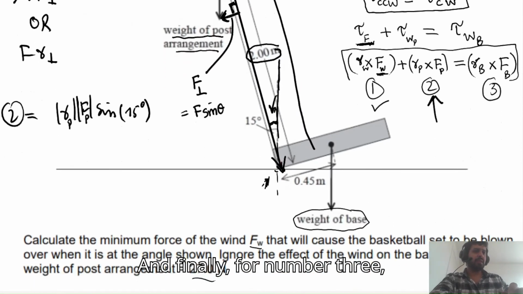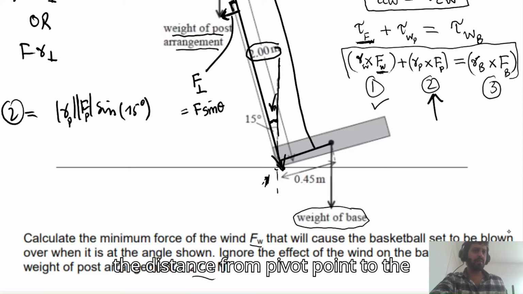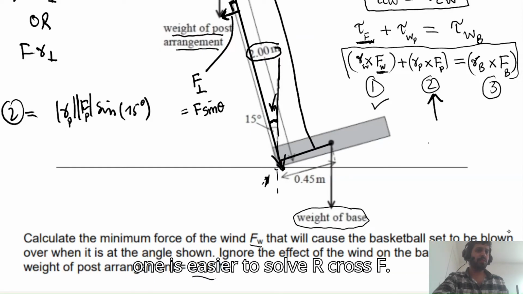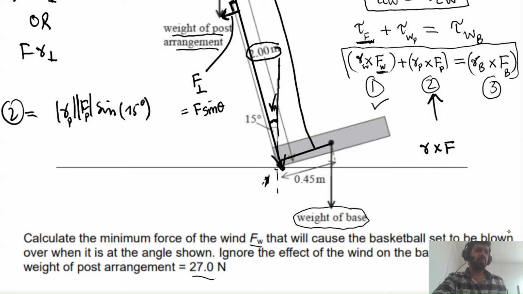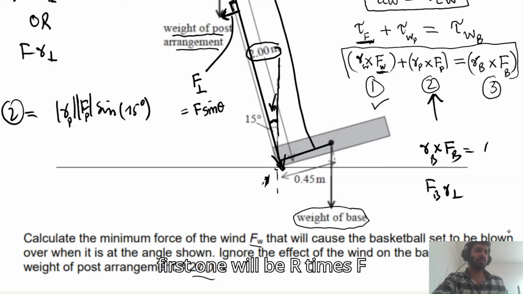Okay, and finally, for number 3, let's quickly look at what r is. So r is the distance from the pivot point to the point of action of force. And again, I want you to figure out which one is easier to solve, r cross fb or fb cross rb, which is fb times r perpendicular. The first one will be r times f perpendicular.